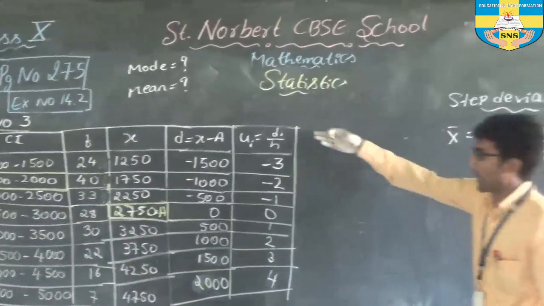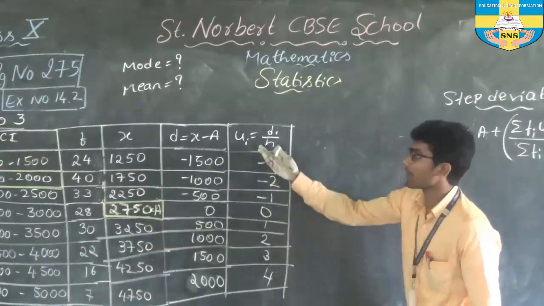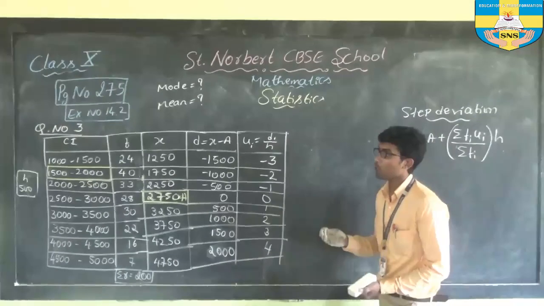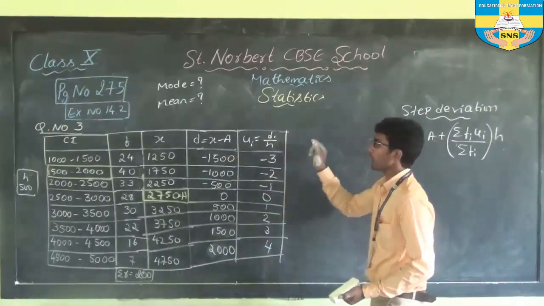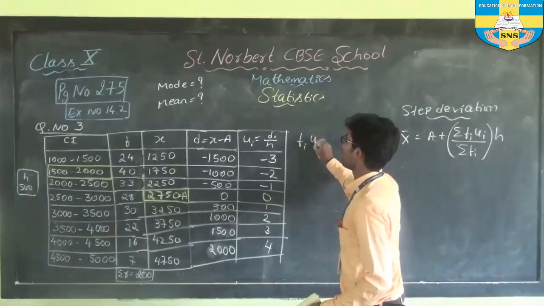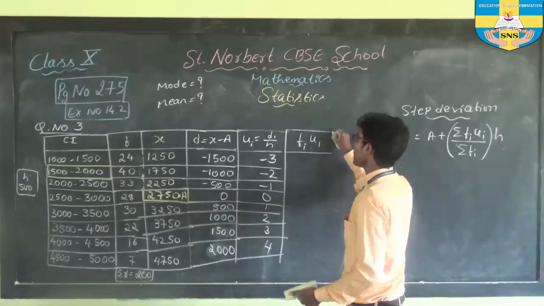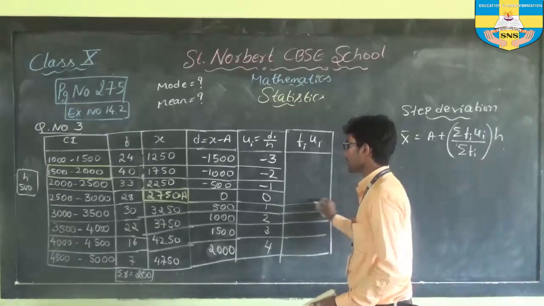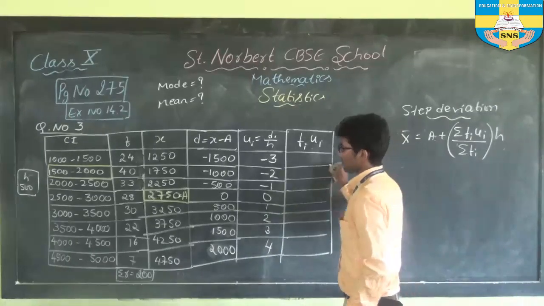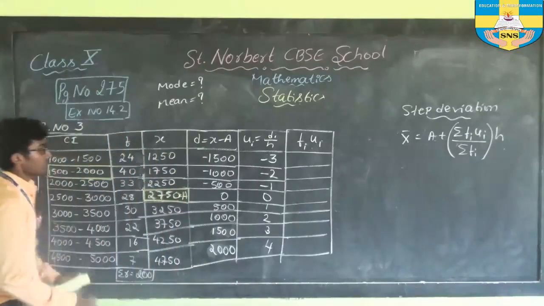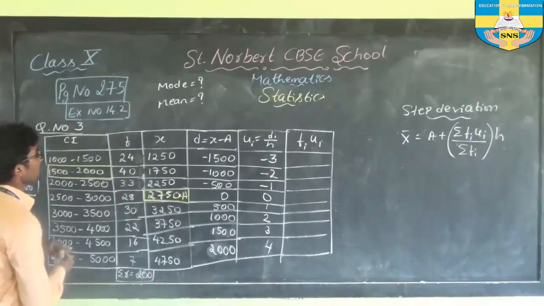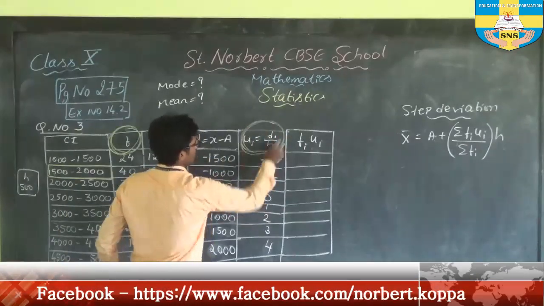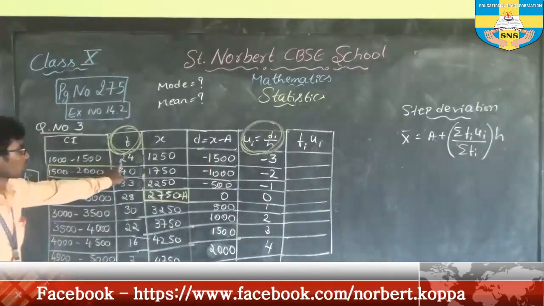Now, will you add everything? If you add everything, that will become summation of ui. We don't require summation of ui. We want summation of fi ui. The final column will be multiplying f column with the u column and then adding everything. That will be the answer for summation of fi ui. Now be careful, when you are multiplying, you need to multiply this column with this column. So multiply these two.